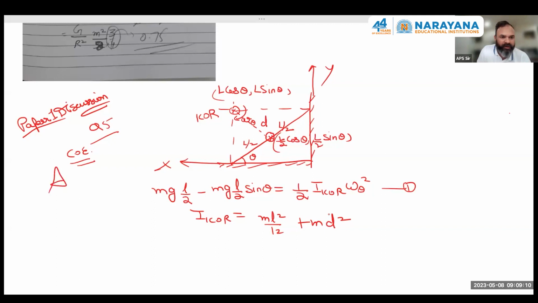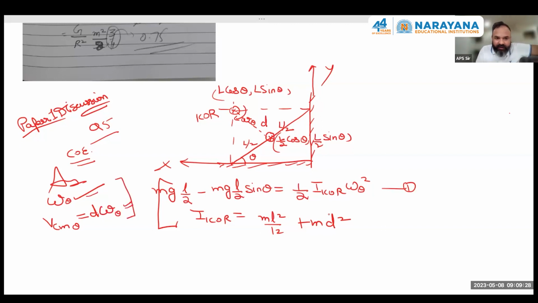So answers to the question are omega as function of theta done by these 2 equations. And if you want to find out VCM, it is d omega. Because from ICOR, if you just apply the concepts of r omega, you'll get the velocity of any point on the rigid body. So it is d into omega as function of theta.